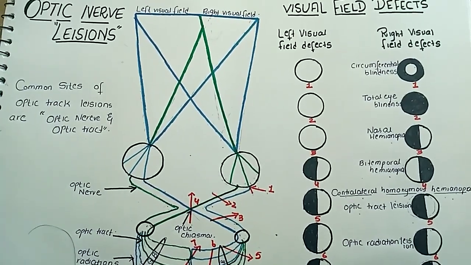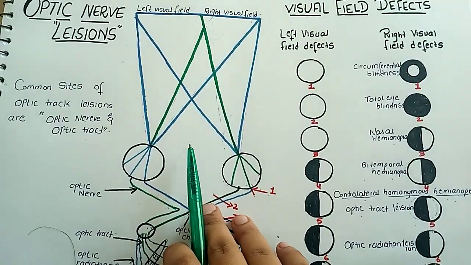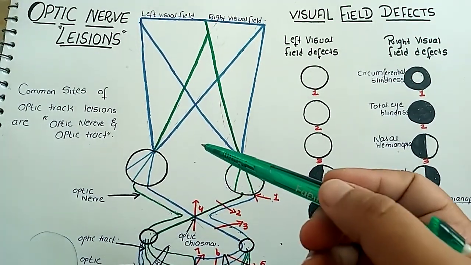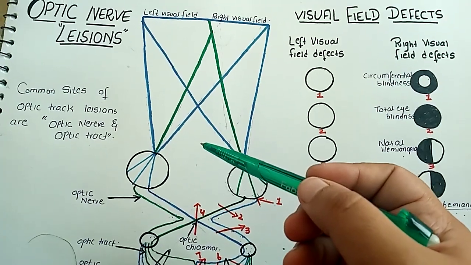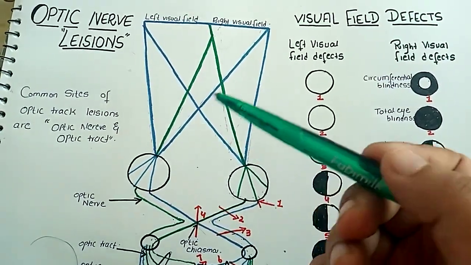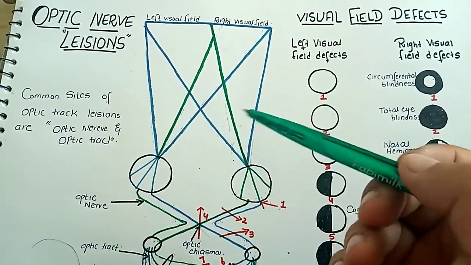So today our topic is the optic nerve lesion. The lesions of the optic nerve occur due to some pathological causes like a brain tumor or a tumor of the surrounding structures like the pituitary gland or the meninges, and the most important cause is cerebrovascular accidents.